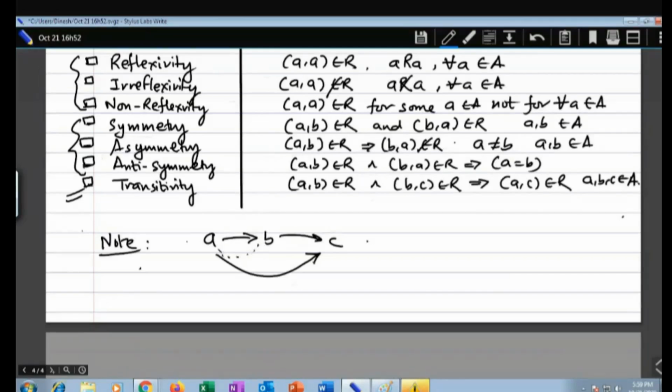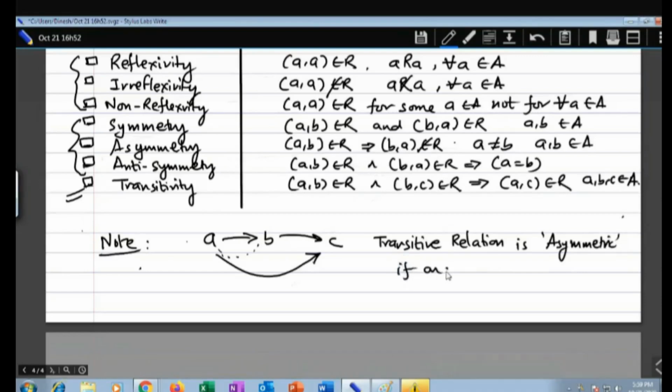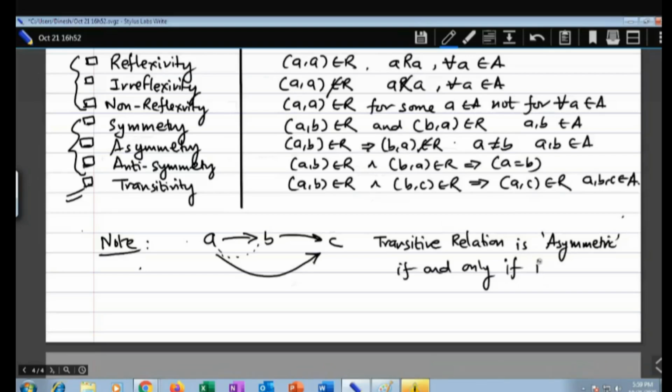So that's why a transitive relation is asymmetric if and only if it is what? Irreflexive. It can also come as a fill in the blank.